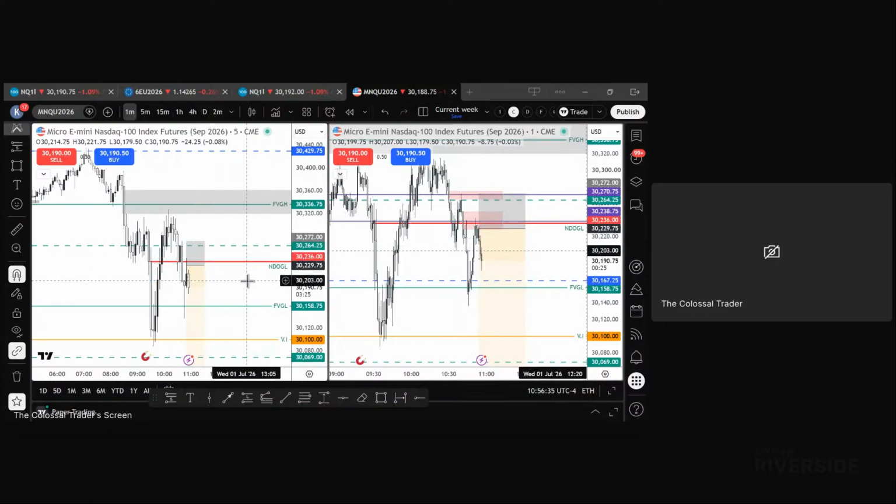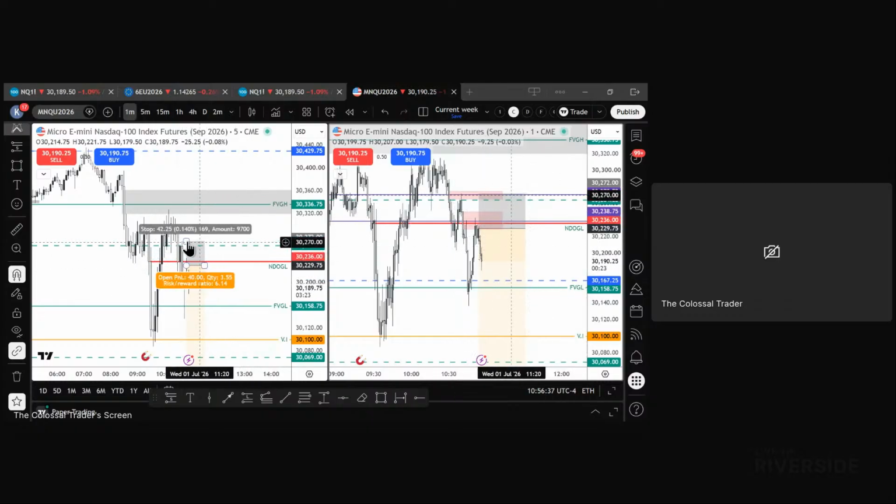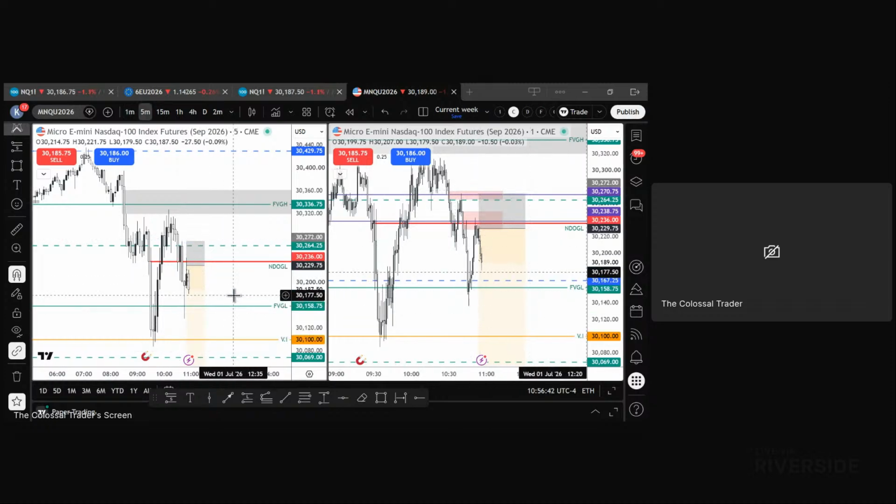This is gonna be nasty, actually. Yeah, I could have done that and put my stop loss as order block. Yeah, this is gonna be a nasty sell. Nasty sell, guys. Nasty sell coming.